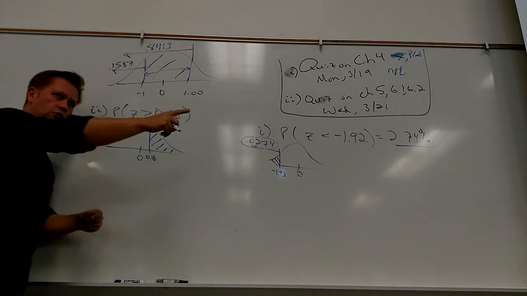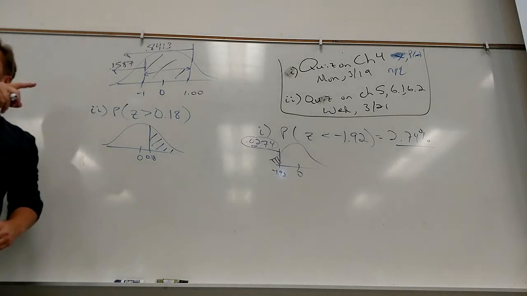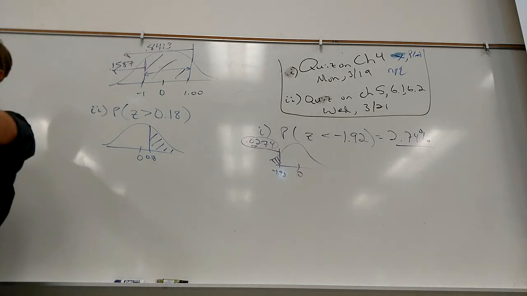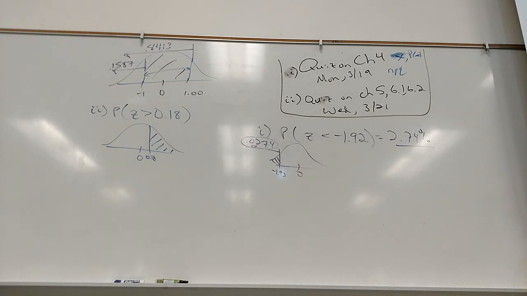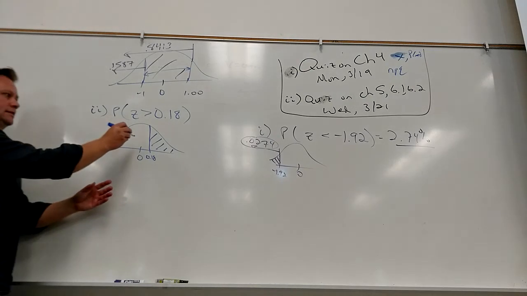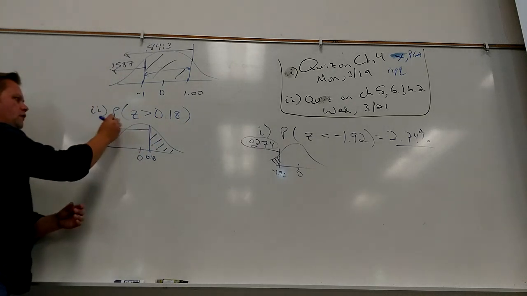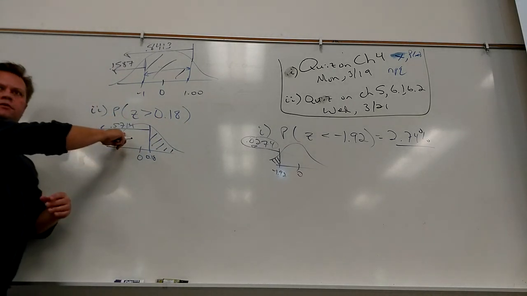When I use the z-score chart, it will always tell me the area that is below. If you know a shortcut, just hold it for a minute. I'll show you the shortcut, and then I won't ever talk about it again. So if I look up 0.18, what do you guys get? 0.5714. So that's where? This way. 0.5714. Why does that make sense?